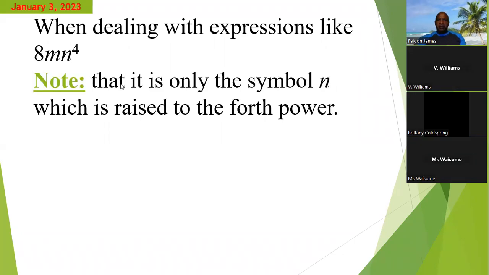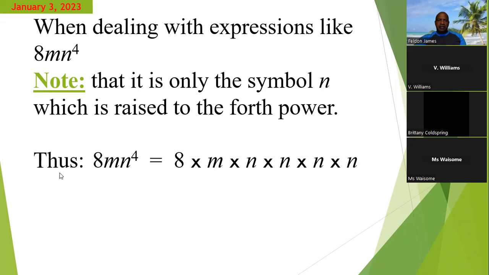So note that it is only the symbol n which is raised to the 4th power. So here, thus 8mn to the 4th is equal to 8 times m. Now, n is the only symbol raised to the 4th power, so n has to occur 4 times in this simplification.